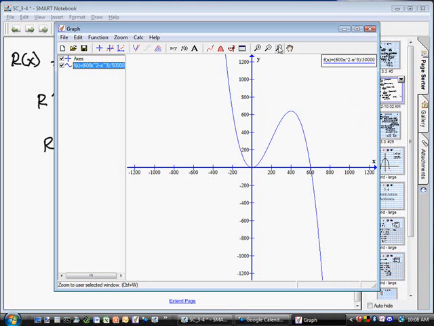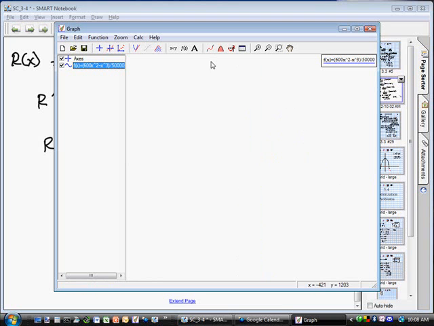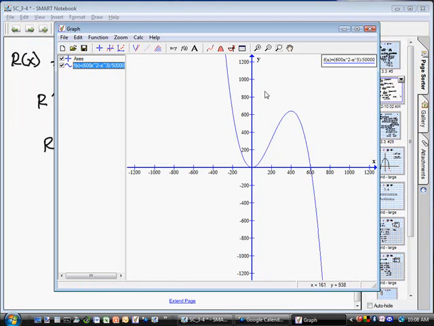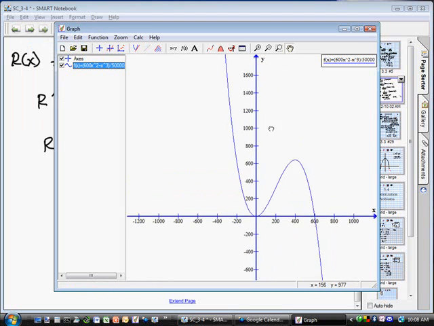I'm trying to remember how to do this. Yeah, excuse me. I'm trying to remember. Oh yeah, grab the hand. Thank you.